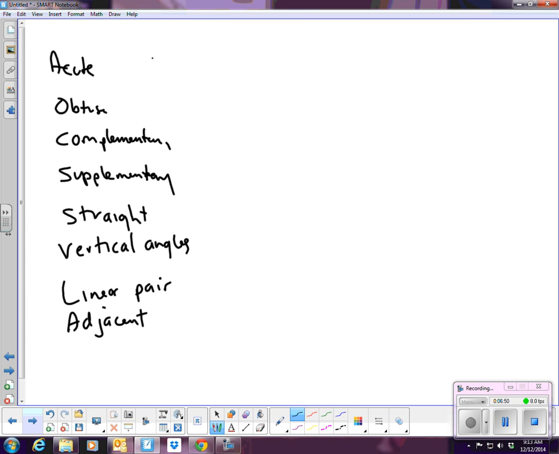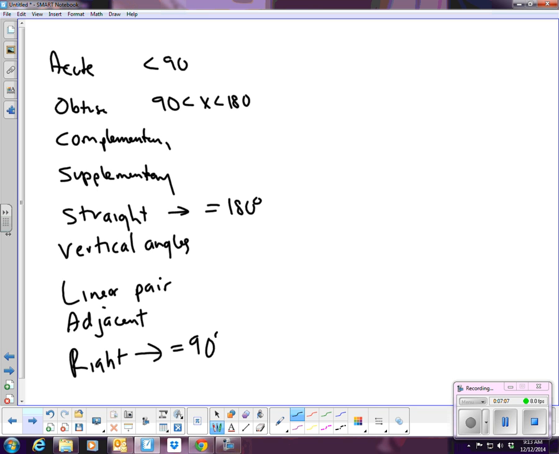So acute, less than 90. Obtuse, between 90 and 180. Straight is an angle equal to 180 degrees. And then a right angle, can't believe I forgot that one, is equal to 90 degrees. Complementary is two angles that add up to 90. Supplementary, two angles that add up to 180.